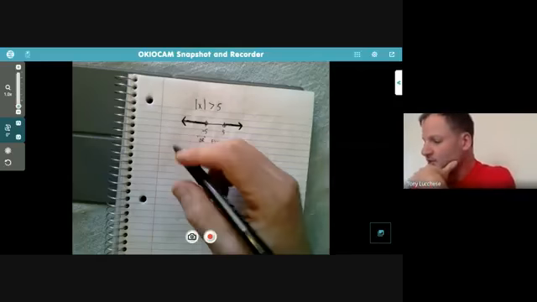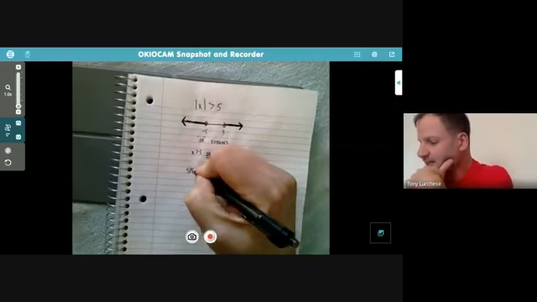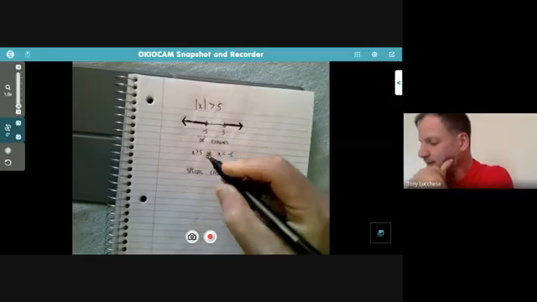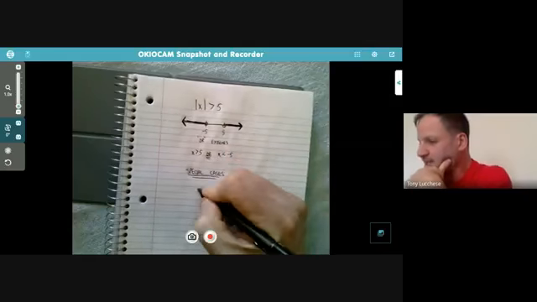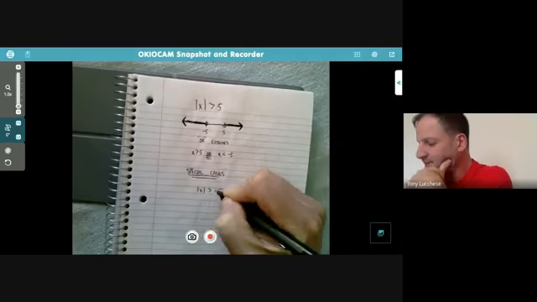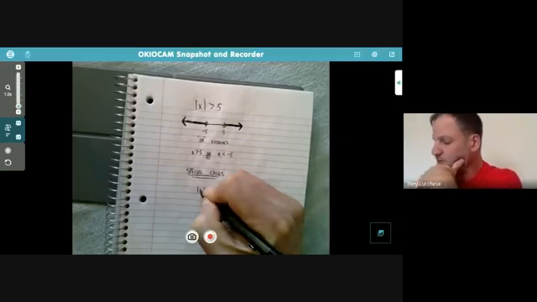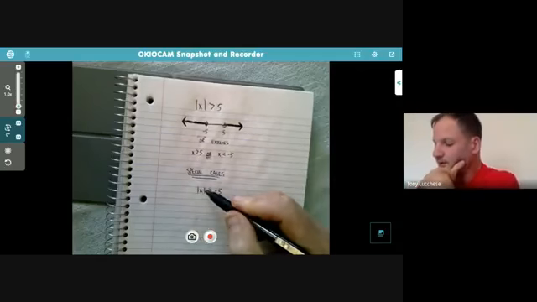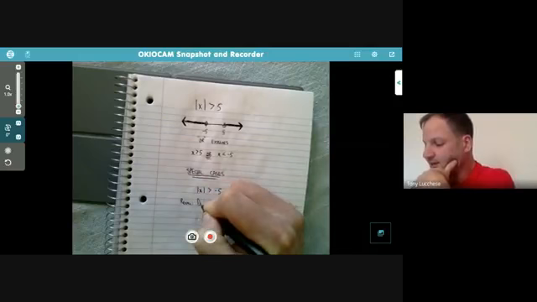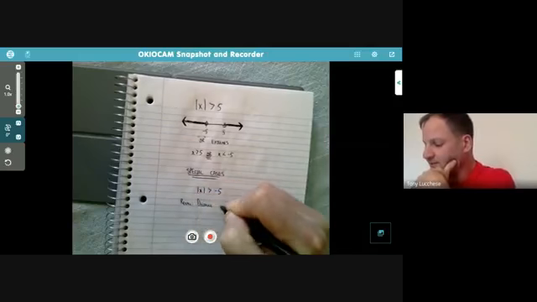There are some special cases that come up that you should be aware of, and let's look at those. Let's say that the absolute value of x is greater than, let's make it negative 5 this time. So we're looking for a number whose distance from 0 is greater than negative 5. Well, recall, distance is always positive.